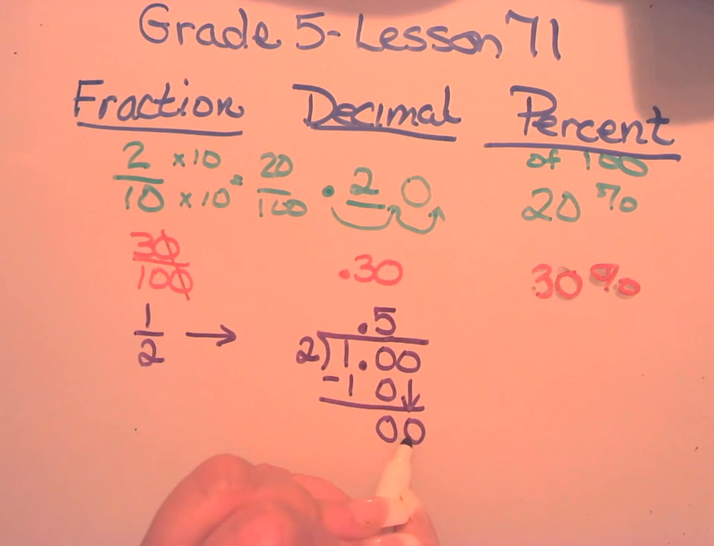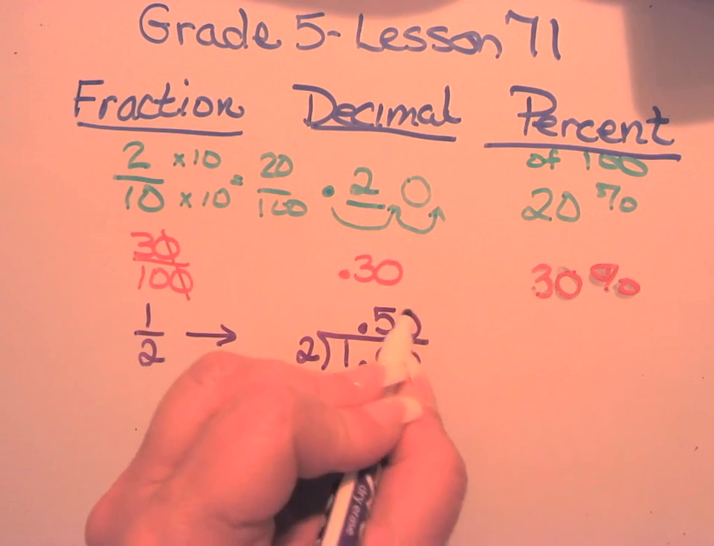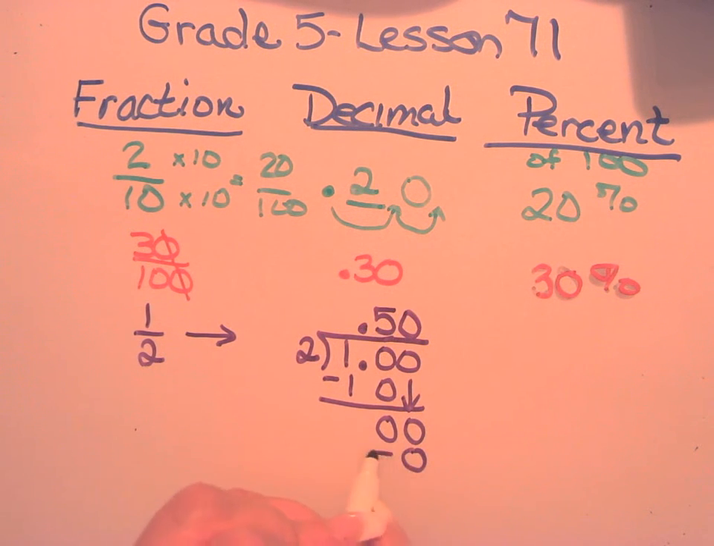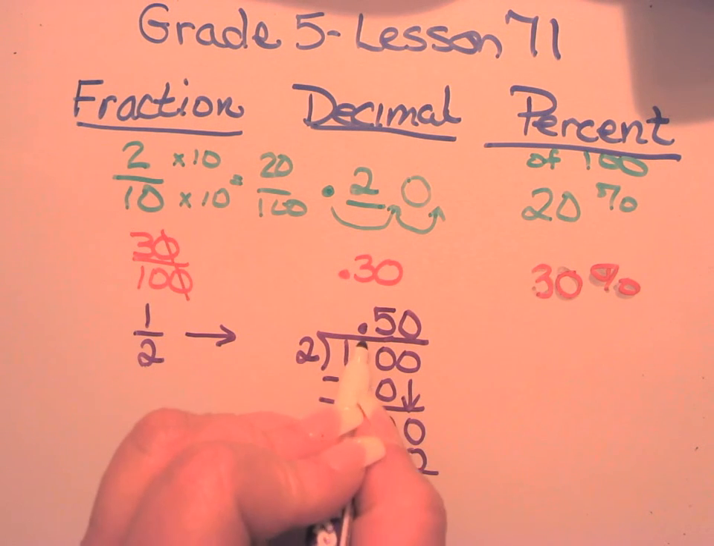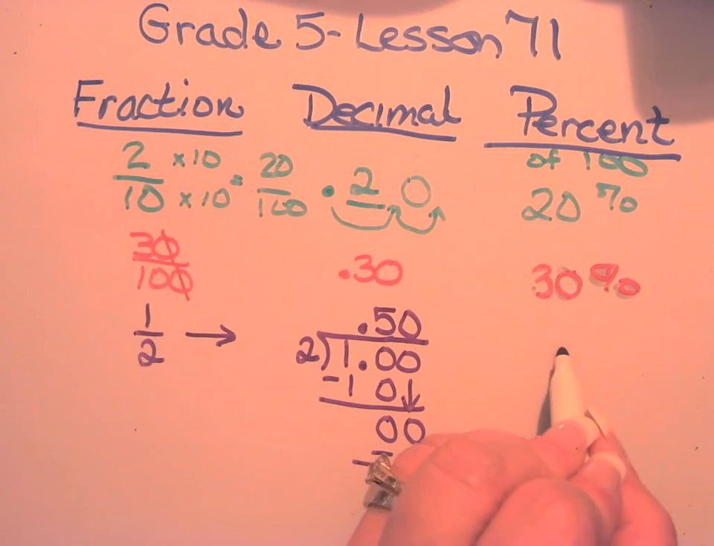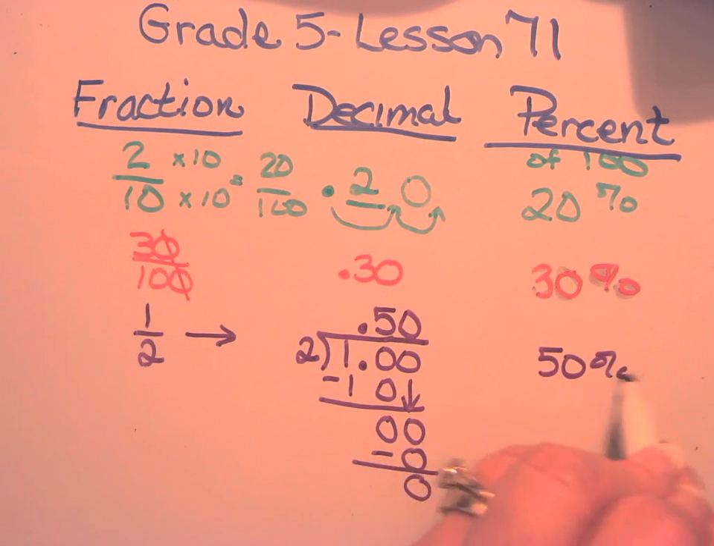How many 2's can we get out of 0? 0. Keep going. 0 times 2 is 0. Subtract, and we have nothing left over. So our decimal would be 0.50 or 50/100ths. And then to get that to the percent, just move our decimal point over 2 or multiply it by 100, and we would get 50%.